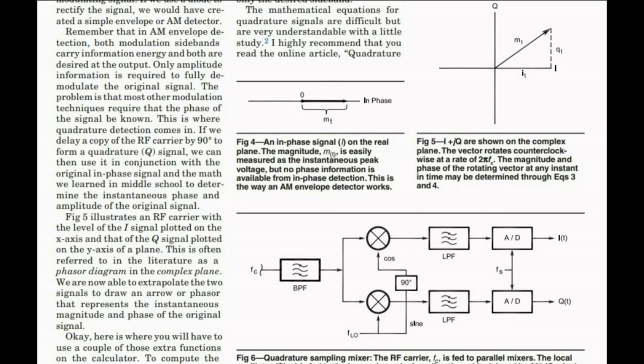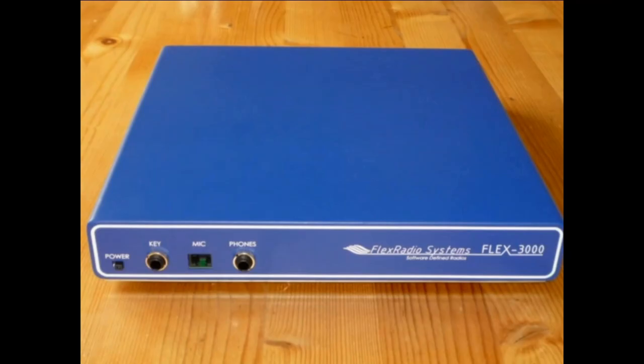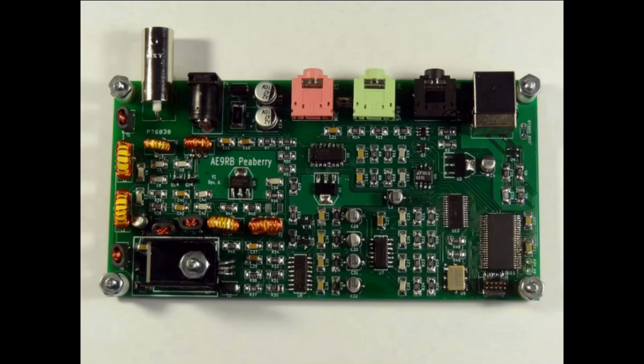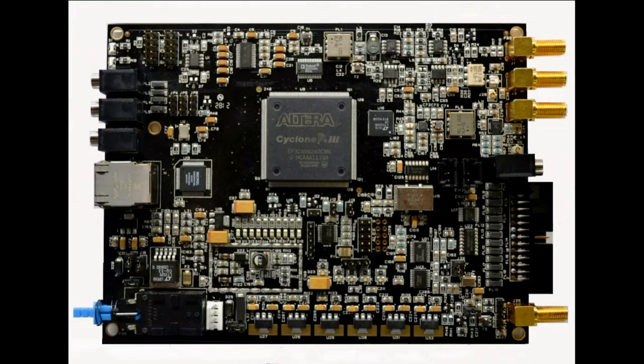I first learned of SDRs at a presentation by Gerald Youngblood of Flex Radio at the Dayton Hamvention, probably in 2004. I was captivated by this completely different approach to building a radio, and more specifically, the receiver. My first SDR was the Flex 3000. I later built a Peaberry kit, which taught me a bit more about SDRs. I heard about direct sampling and bought a Hermes board. It was a big improvement.